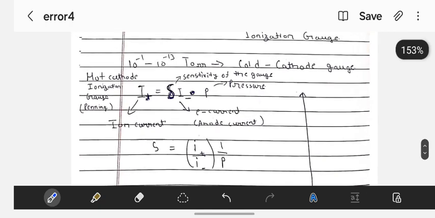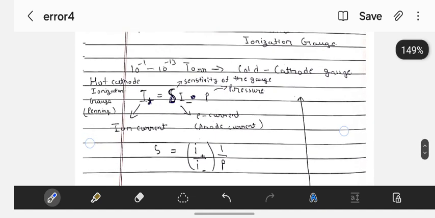So it is not that much hard. We have this formula: I positive is equal to S times I negative times P. Here S is the sensitivity of the gauge. It is different for different gases or different gauges. I negative is the negative current, that is the electron current. I positive is the ion current, and P is pressure.